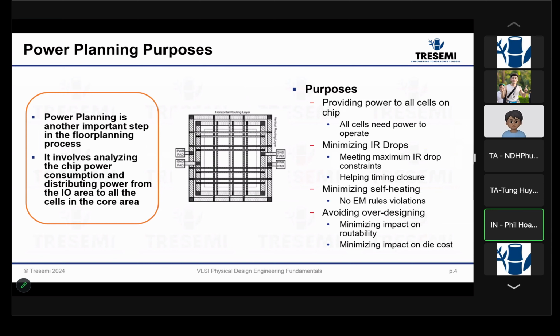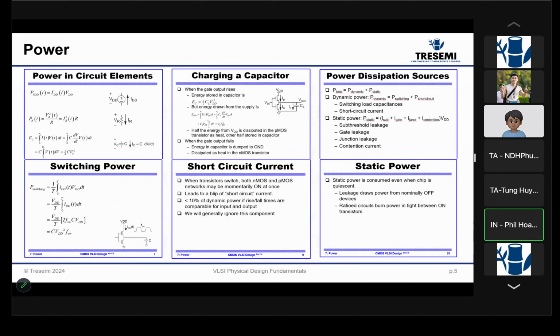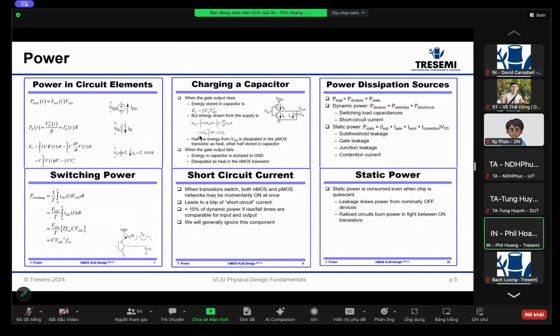So if we do too much over design, then you will take away the routing resources, and also you will make the chip bigger, and therefore more expensive. So you want to avoid over designing, right? So the power grid, how it is created and analyzed, a lot of things depend on the power consumption.